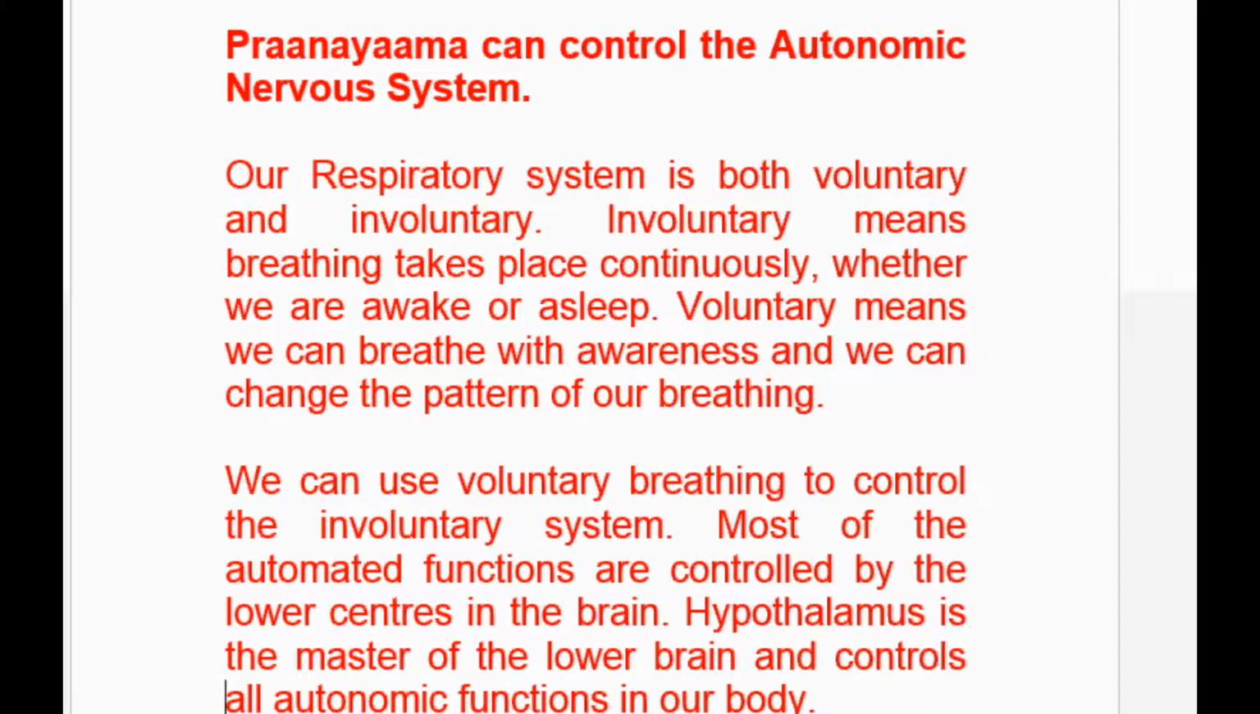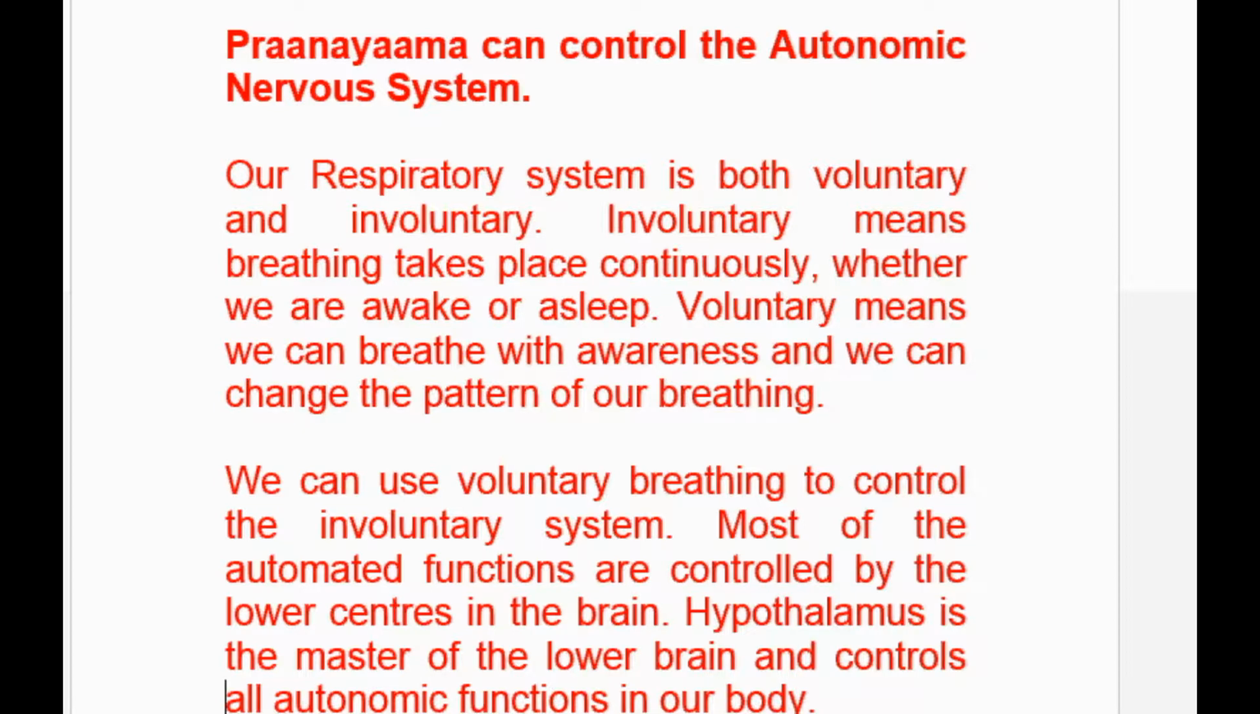Our respiratory system is both voluntary and involuntary. Involuntary means breathing takes place continuously whether we are awake or asleep. Voluntary means we can breathe with awareness and we can change the pattern of our breathing. We can use voluntary breathing to control the involuntary system. Most of the automated functions are controlled by the lower centers in the brain.